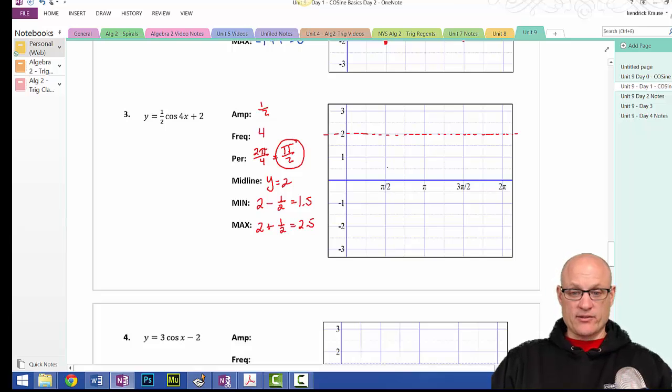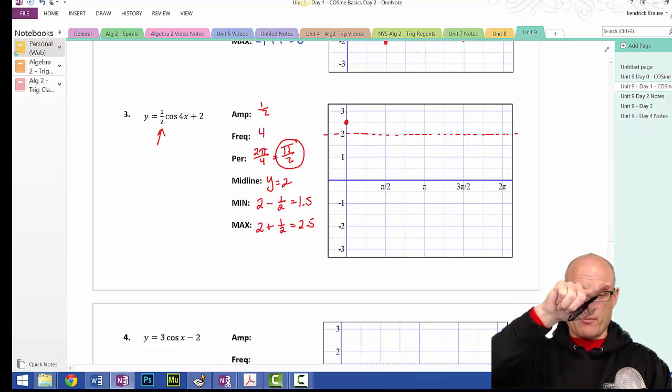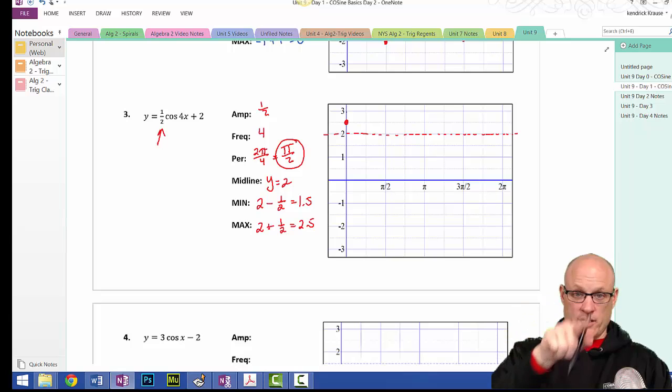Because it's positive, we're going to start at a max, and we're going to finish at a max. My max is 2.5. Now, here's where you've got to be careful. I'm going to finish one full cosine curve, all the way to the minimum and back up to a max, in pi over 2. So at pi over 2, I will have my next maximum, which means in between them I will have my minimum.